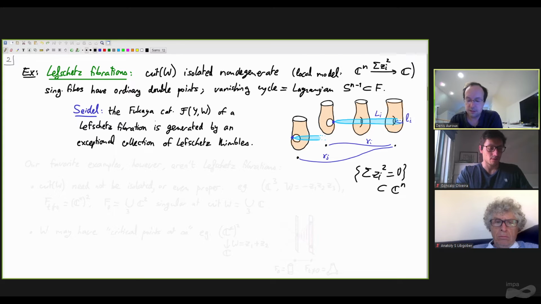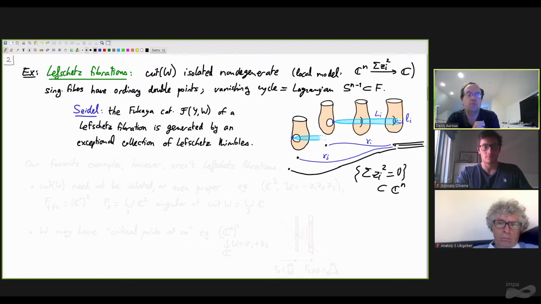And Seidel's work from about 20 years ago shows that the Fukaya category of a Lefschetz fibration is generated by an exceptional collection of Lefschetz thimbles. So for each critical point, you take a collection of paths connecting those to a base point, or in our setup more towards infinity. And this produces Lagrangian disks in the total space, which generate the Fukaya category.